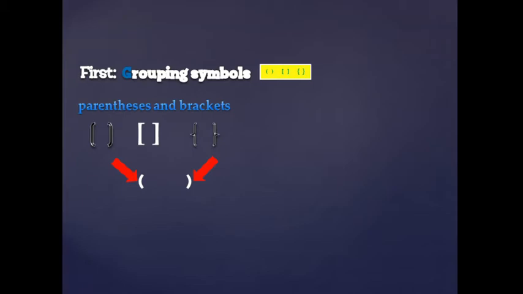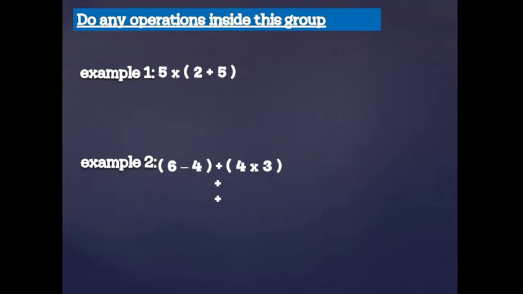First is the grouping symbols, parentheses and brackets. Parentheses are used in pairs, and we put numbers and operators between them. It forms a group. Same with brackets. These just have a different shape. They mean exactly the same. These are used to group things together. Do any operations inside this group first.